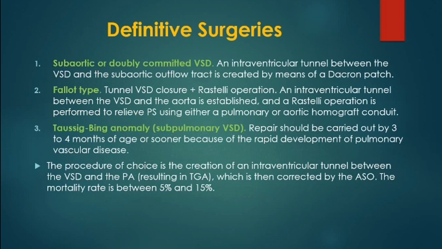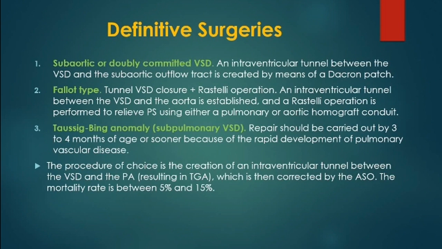Definitive surgery for patients with double outlet right ventricle depends on the type of the pathology. In cases with subaortic or a doubly committed VSD, an intraventricular tunnel between the VSD and the subaortic outflow is created by a Dacron patch. It's simply a VSD closure. In cases of Fallot type, the procedure may be just similar to a Fallot repair by the VSD tunneling and the PS RVOT resection and maybe PS dilatation or transannular patch.